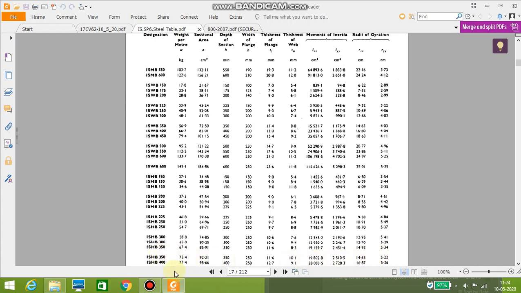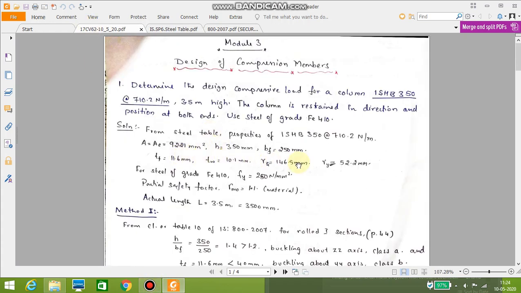Let us list out all these values. So the listed values are given here. So all the values are given. Rz is 146.5 and Ry is 52.2 millimeter. So r minimum is 52.2 millimeter.